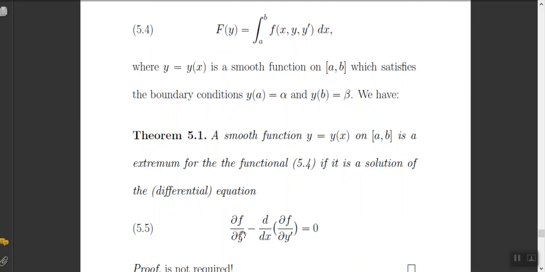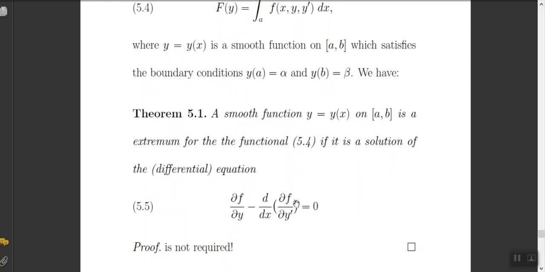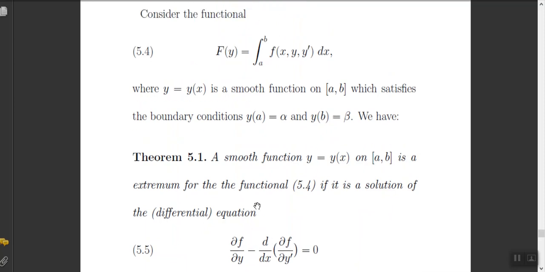Then with respect to y, it means y is a function, or a dependent variable, and x is the independent variable. So you solve this equation subject to this boundary condition. Then the solution of this differential equation will be a smooth function which minimizes the value of this function. That's it. This is the summary of this chapter. It's very easy actually. This kind of problem is called a variational problem, and this is the first variation.